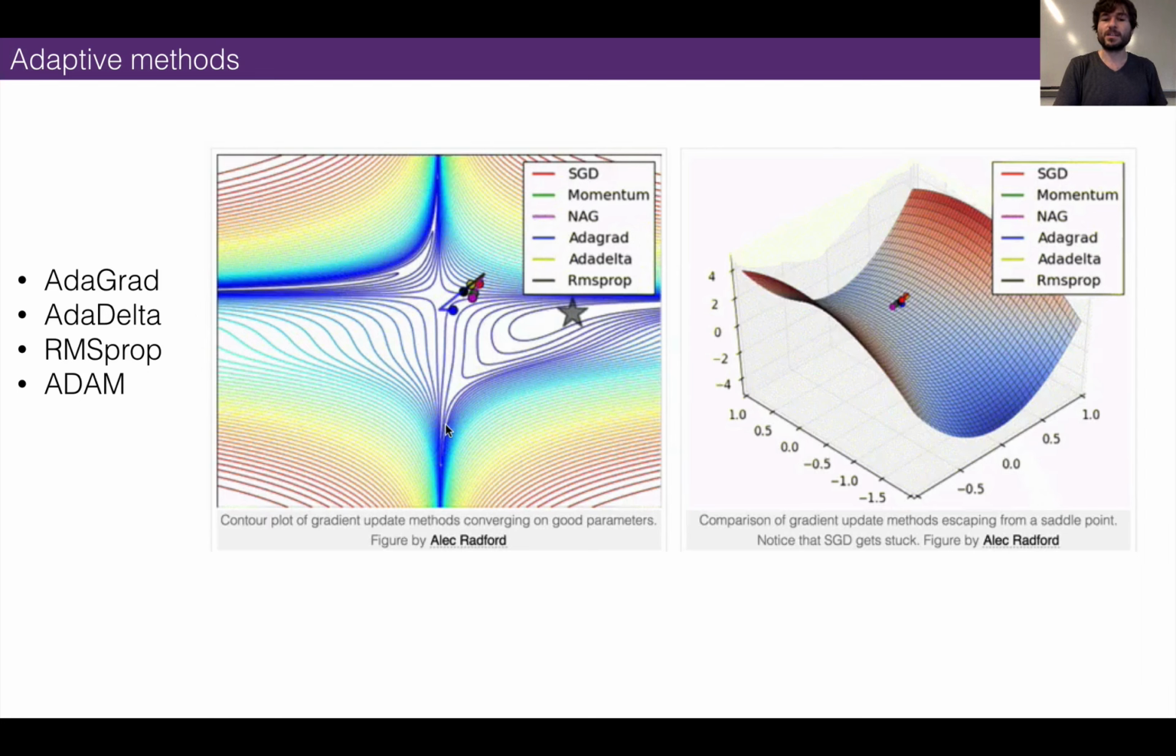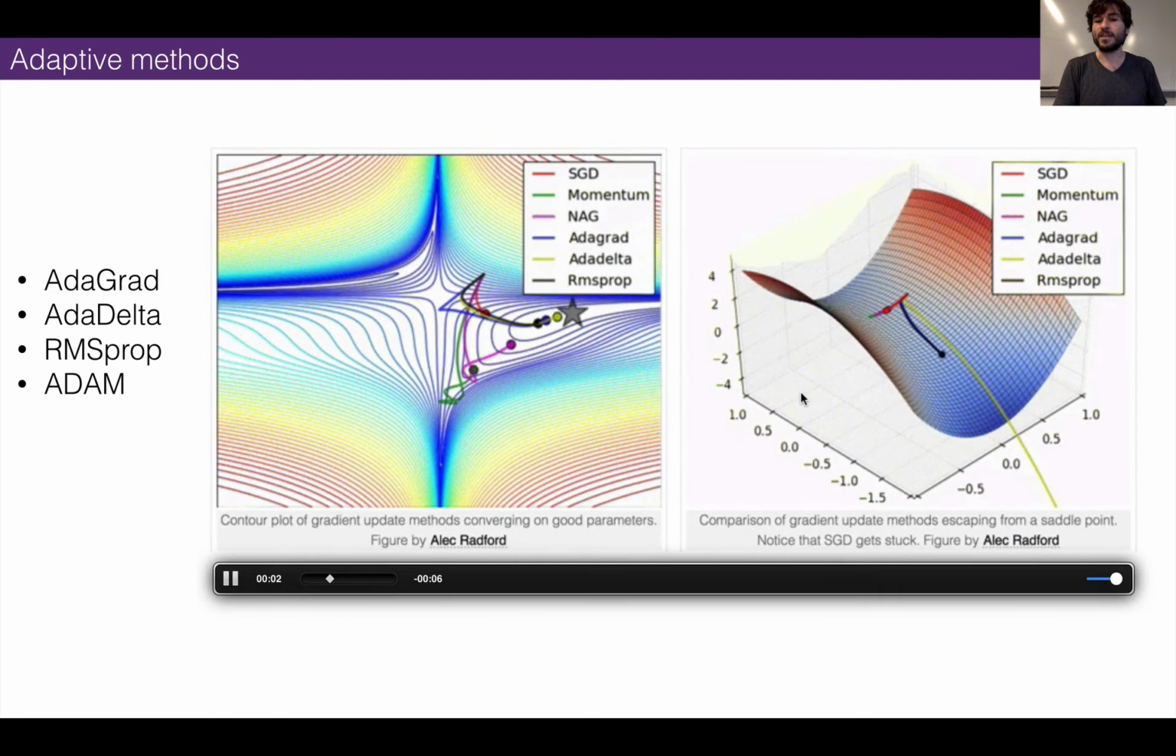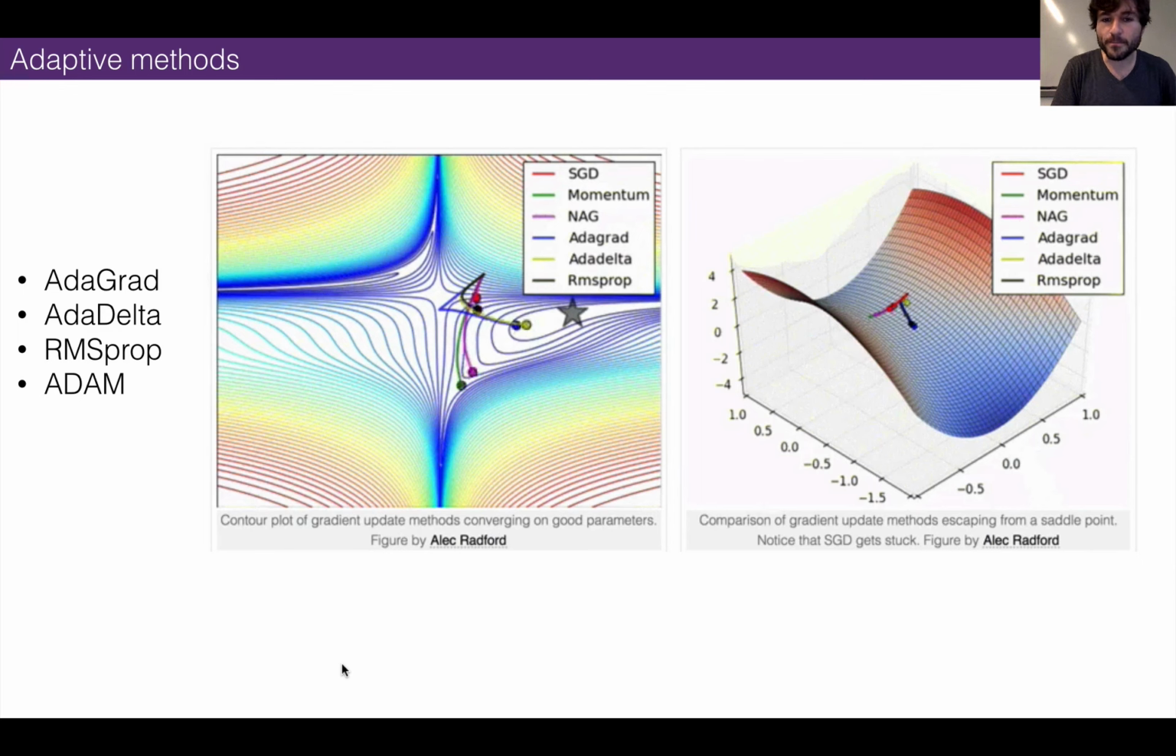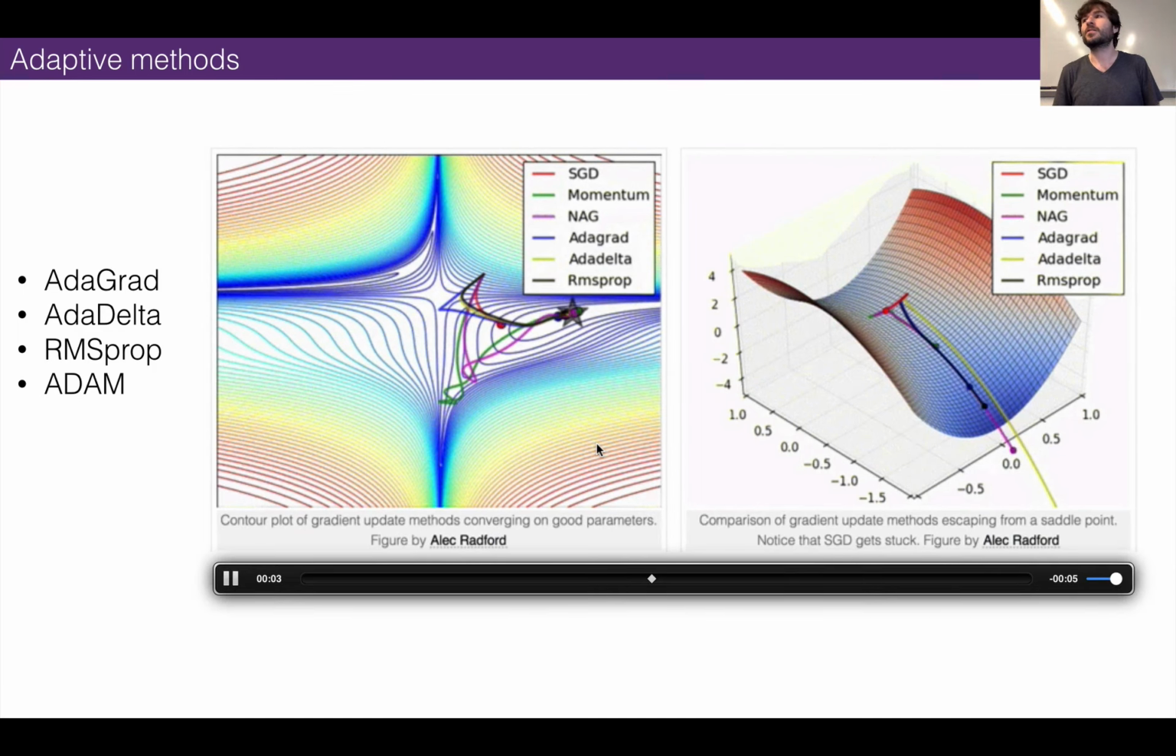This is a nice animation made by Alec Radford, which shows optimizing with each of these and what some of them may look like, right? If you look at them, that's where we're trying to go. Some of them converge a little bit faster. Some of them converge a little bit more reliably. In general, a lot of it comes down to trial and error.